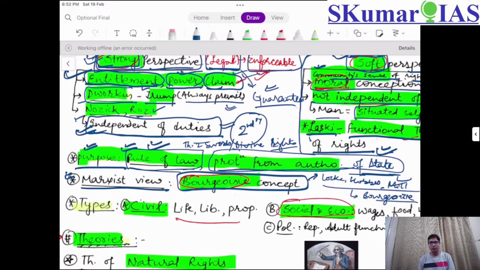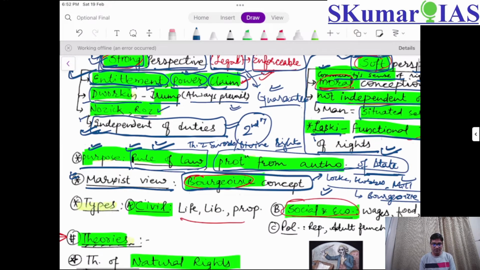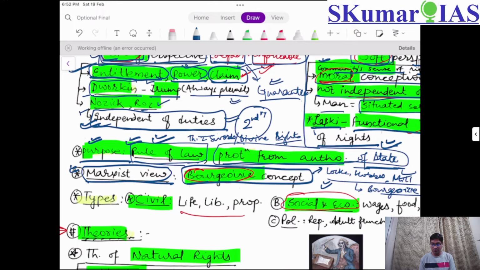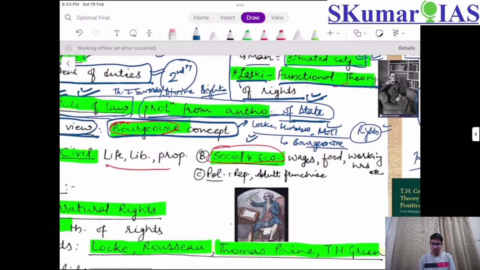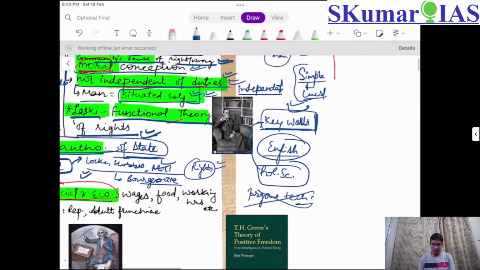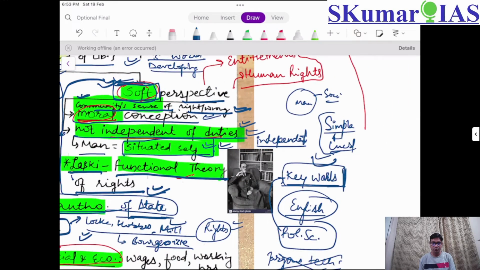If they all are scholars of the bourgeois class and exponents of the theory of rights, then definitely it will be said by the Marxists, at least, that rights are a bourgeois concept. No need to explain why. Still, if you don't know, please do ask in the comment box, but you should know if you have watched the previous lectures. So this is Mr. Laski, and we'll study his functional theory of rights.